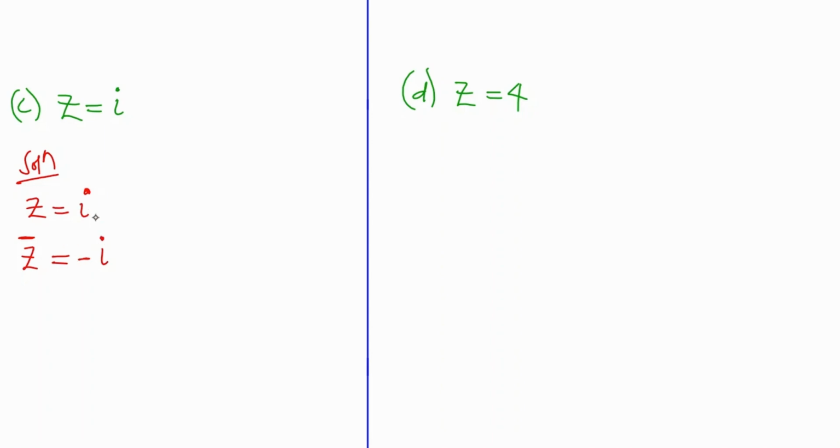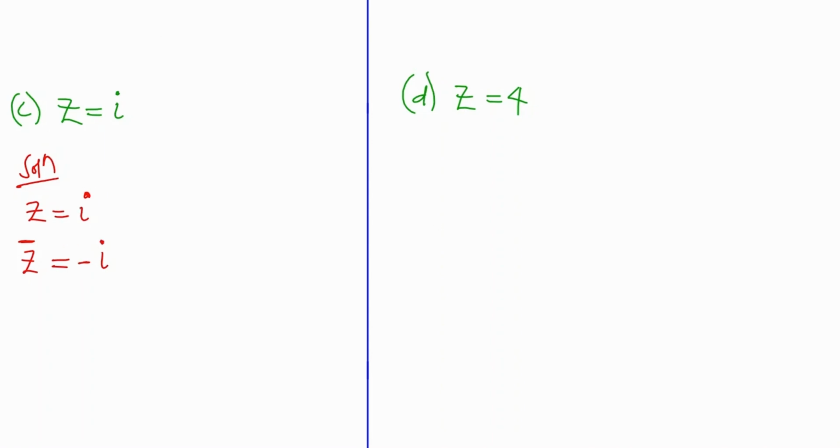Now let's try the last example here, and we want to find the conjugate of the complex number z is equal to 4. For z conjugate, we are going to reverse the sign of the imaginary part. And here there is no imaginary part. So it means that z conjugate is going to be the same thing as 4, because our focus is on changing or reversing the sign of the imaginary part.